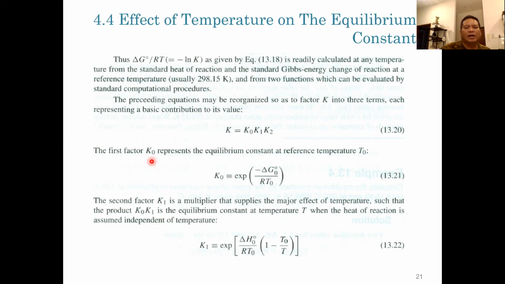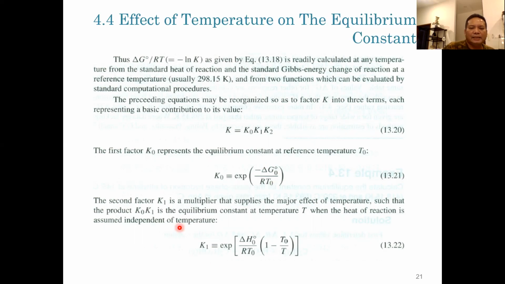What is K naught? K naught, the first factor, represents the equilibrium constant at the reference temperature. Remember, I told you in thermodynamics, we don't care how we measure it. What is your datum? What's more important is the difference before and after, isn't it? So K naught can be written in terms of an exponent, this value here.